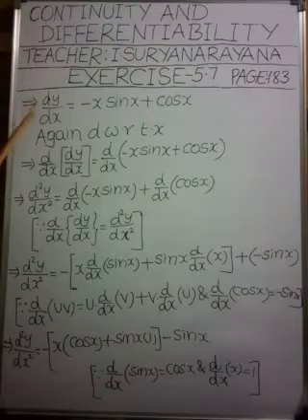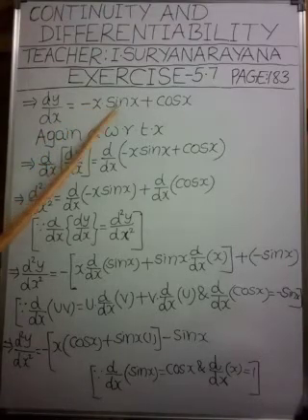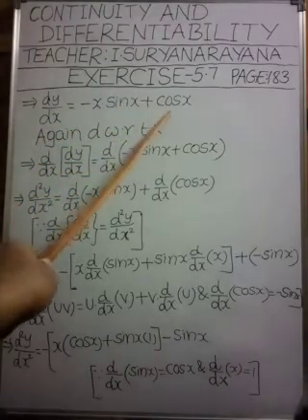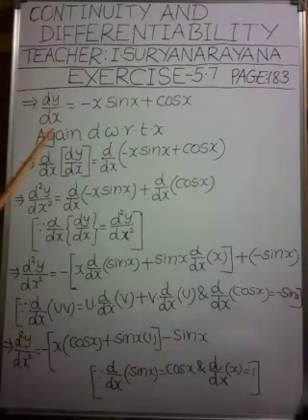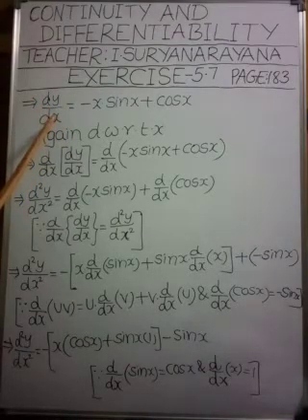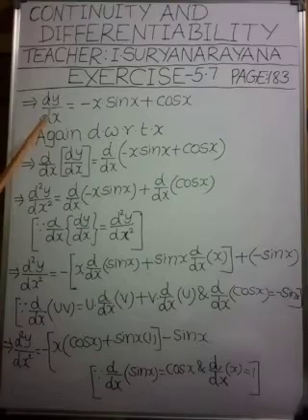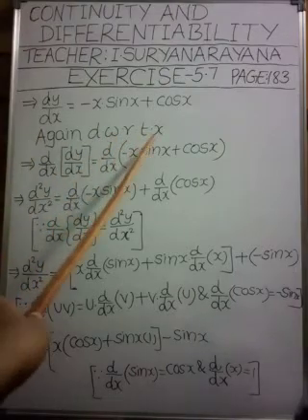This implies in LHS dy by dx is equal to, come to the RHS, minus x sin x plus cos x. Understood this step, my children? Right. Again we have found the first order derivative, that is dy by dx. We found here dy by dx, which means we have found the first order derivative. Understood, my children? Right. Again differentiating with respect to x.